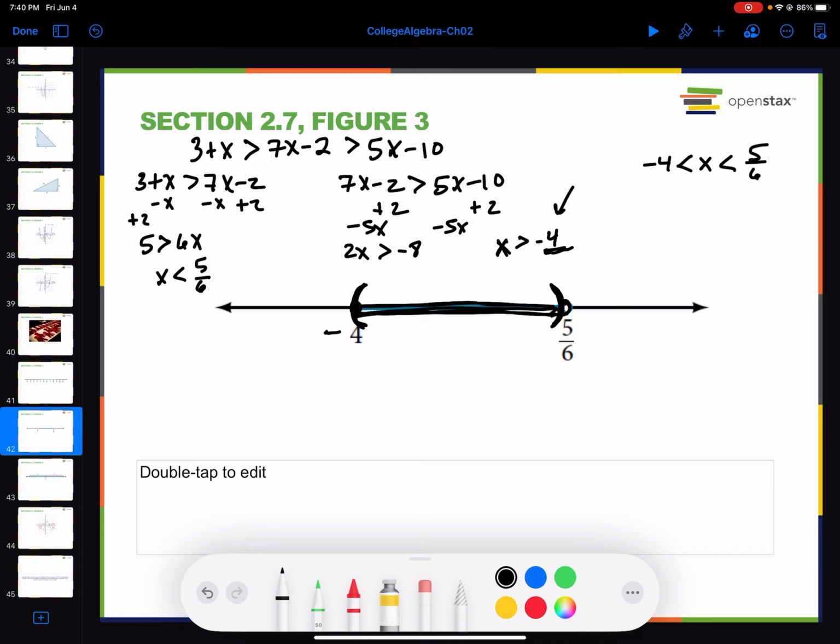And, oh, I forgot, sorry, for interval notation, you're going to say open parenthesis, negative 4 to 5/6, and another parenthesis. Remember, if this were inclusive, then it would be square brackets, negative 4 to 5/6. So if you're including the number, be sure to use the square bracket, and if you're not including that number, use the parentheses.